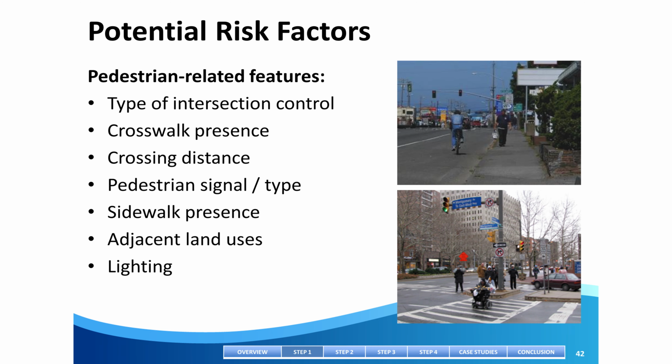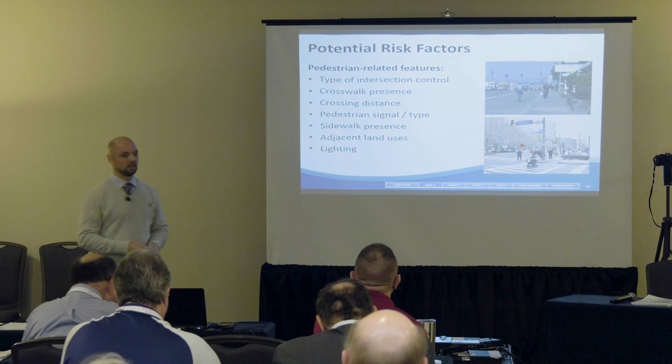Pedestrian features, I'll just pull those up. The type of intersection control, the presence of a crosswalk, those are all features that can either enhance or reduce the safety, potential safety of pedestrians. And really the crossing distance, how many lanes do they have to cross? What is their exposure, both in terms of the width of the road, the number of vehicles, and the speed of those vehicles are all risk factors for pedestrians.